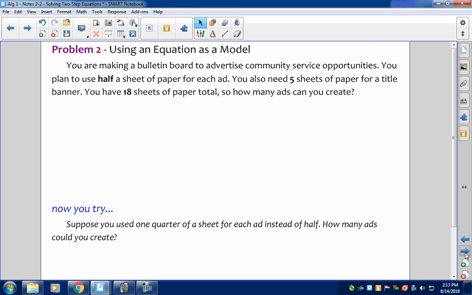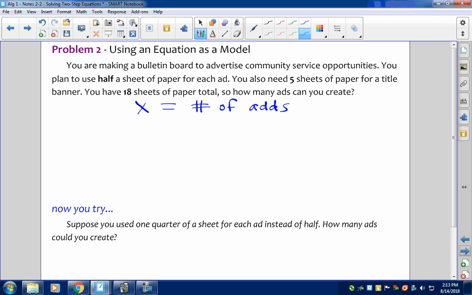So we need to label a variable. You could use X each time. What are we actually finding? Sheets or ads, I think. How many ads we can get is what we ultimately want. So you could use A for ads. I shy away from A because it looks like a 9, so A is not the best letter, but I might just use X in this case anyway. So we're going to say X equals number of ads.